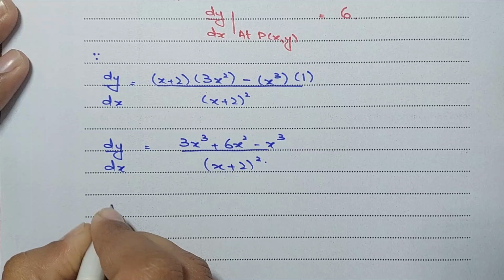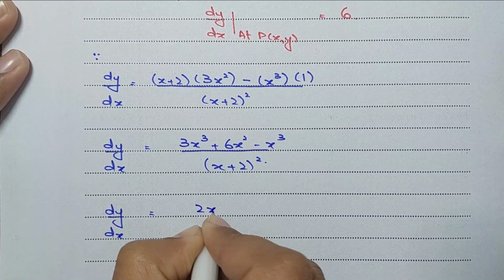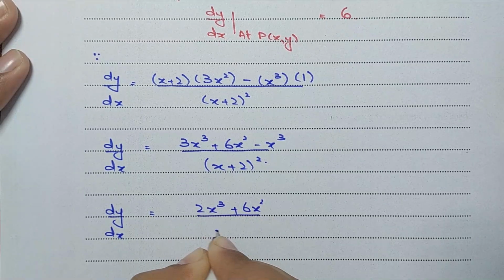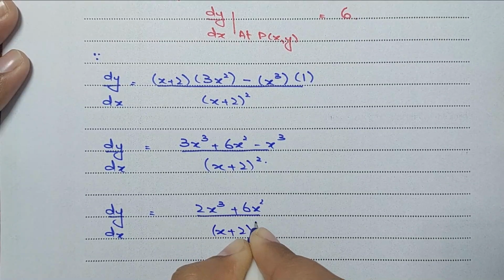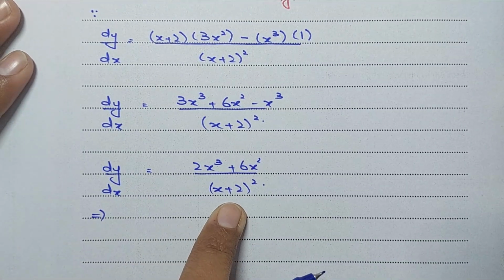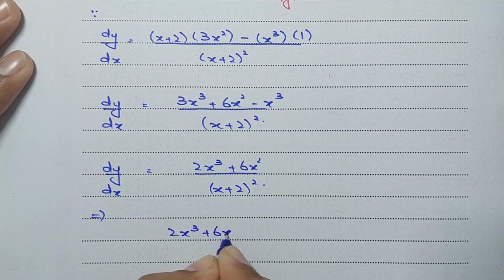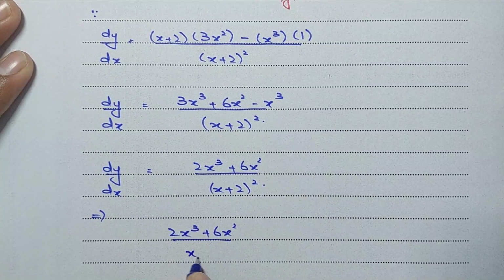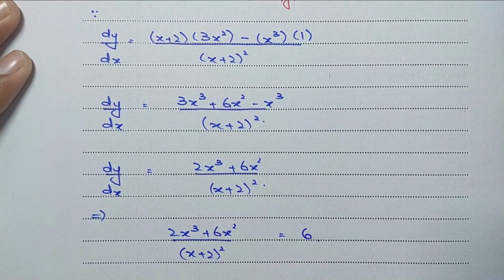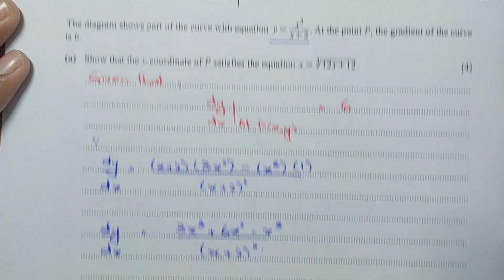Okay, and here dy/dx is (2x³ + 6x²)/(x + 2)². Now what we have, given that the gradient at point P is equal to 6. We have to prove that the x coordinate of point P satisfies this equation.